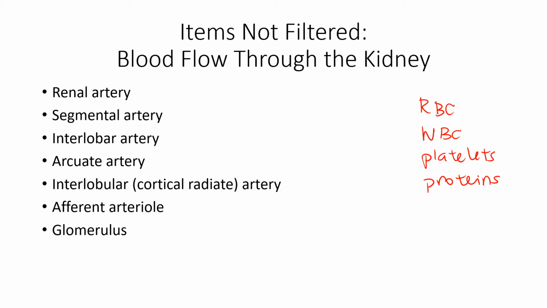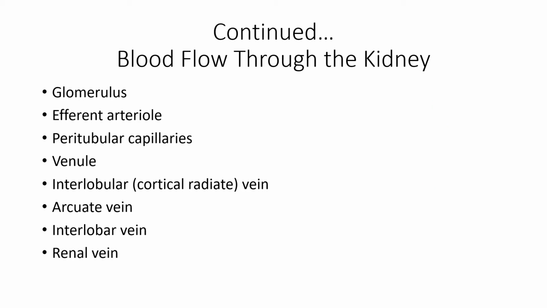Their pathway would simply be the blood flow, starting with the renal artery to the segmental artery, interlobar artery, arcuate artery, interlobular or cortical radiate artery, afferent arteriole, glomerulus, then head on back, efferent arteriole, peritubular capillaries, venule, interlobular or cortical radiate vein, arcuate vein, interlobar vein, and renal vein. Notice there was no filtration here. That would have occurred at the glomerulus.